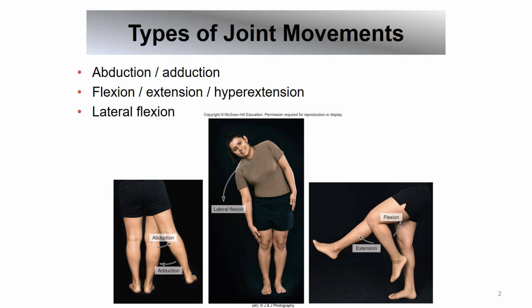So when you bend your elbow, bend your knee, bend your fingers, that's called flexion. Extension instead means straightening. So when you straighten your elbow, straighten your knee, your fingers. Hyperextension is to go beyond extension. So when you extend back more and more, that's called hyperextension. Lateral flexion, on the other hand, this is bending to the side.